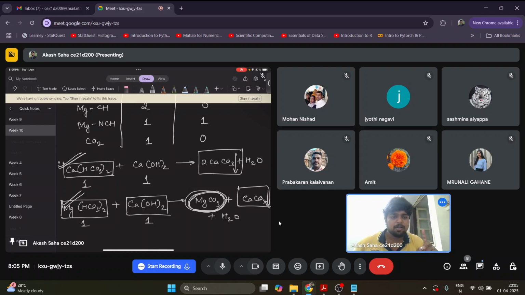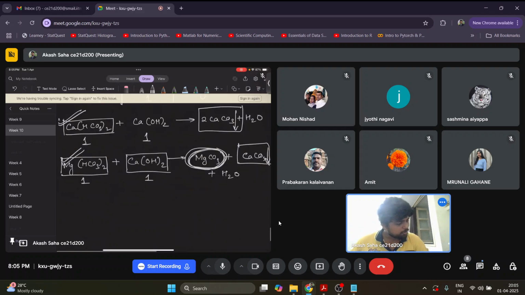So that's why what is happening is, from one form of magnesium carbonate, we are getting another form of magnesium carbonate. So we need to treat this also. So for that magnesium carbonate, we will need another mole of lime.